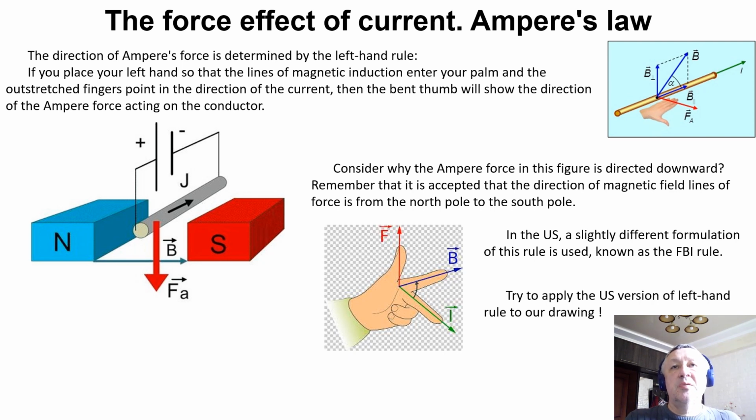Remember that it's accepted that the direction of magnetic field lines of force is from the North Pole to the South Pole. In the United States, a slightly different formulation of this rule is used, known as the FBI rule: Force, magnetic induction, and current. Try to apply this United States version of the left-hand rule to our drawing.